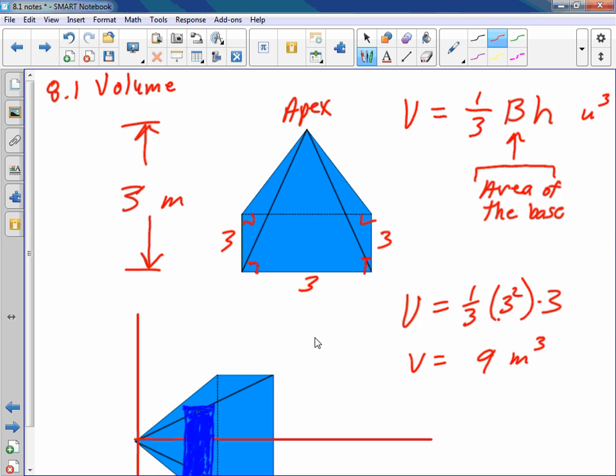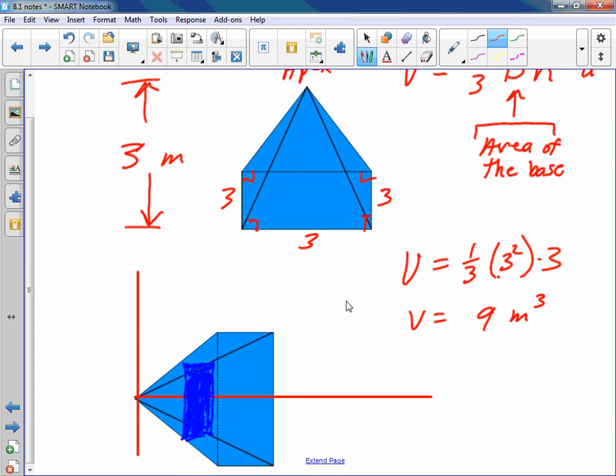So then we said, but wait, let's turn our pyramid on its side, run an axis through it, call this an x-axis, call this a y-axis, and then let's take a slice out of that. That would be 3 by 3, even though it doesn't look it. And it would be some x distance away.